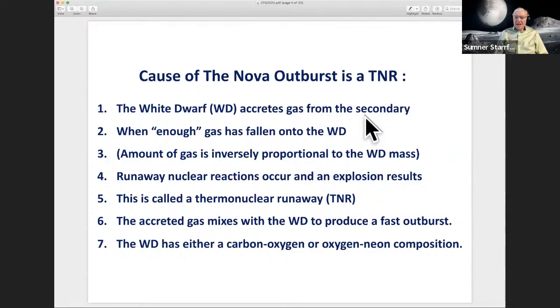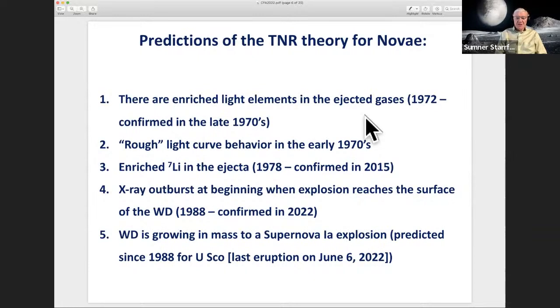The accreted gas mixes with the white dwarf to produce a fast outburst. That's an observational statement. And until recently, we weren't sure when, where, and how much of the core material was mixed into the accreted envelope. We may still not know that, but at least we've got some kinds of evidence. And again, we know from observations the two different compositions.